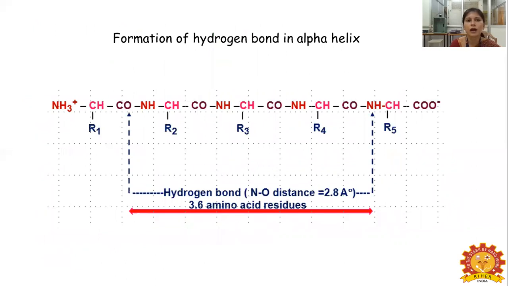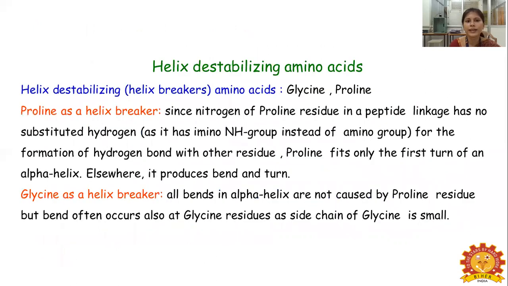So this is the formation of the hydrogen bond in the alpha helix. You can see that the CONH of R1 will make a bond with the CONH of R4 and R5, and the nitrogen-oxygen distance will be around 2.8 angstrom. We know the helix destabilizing amino acids, that means helix breakers, are glycine and proline.